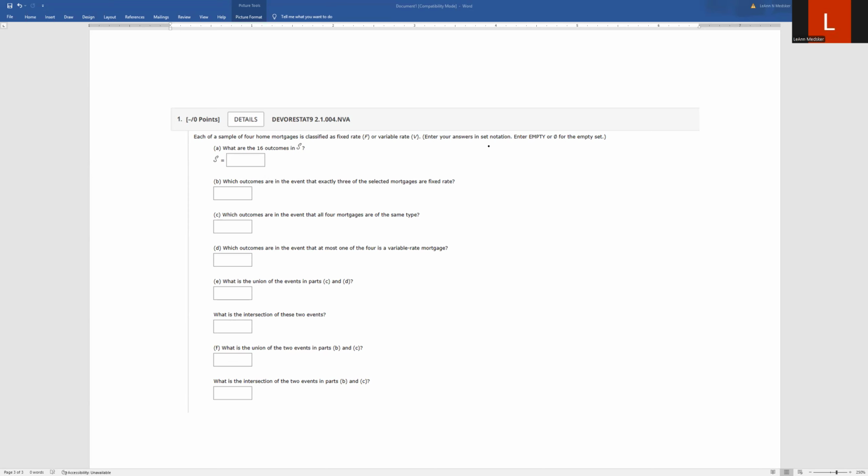We want to enter our answer in set notation. That just means using these set braces. I don't know why that changed color. Unless you have an empty set, which means you'll put the word empty all in caps or the symbol, which is a circle with a slash through it.